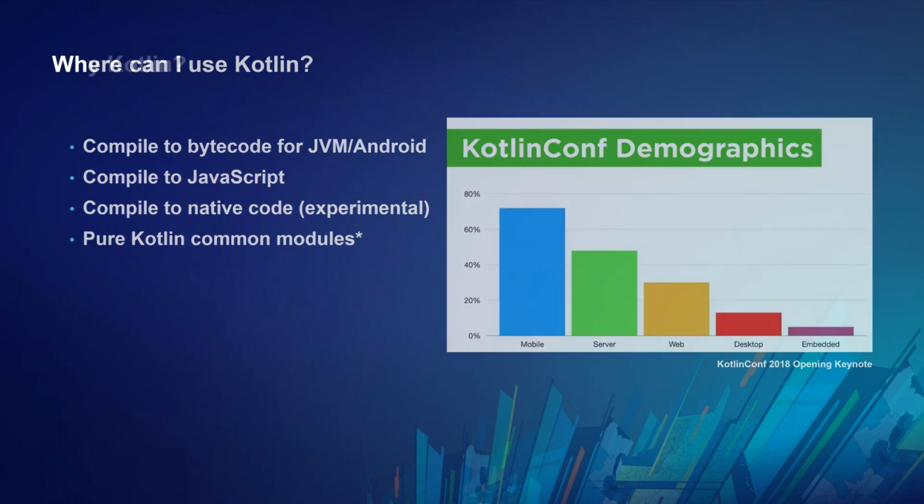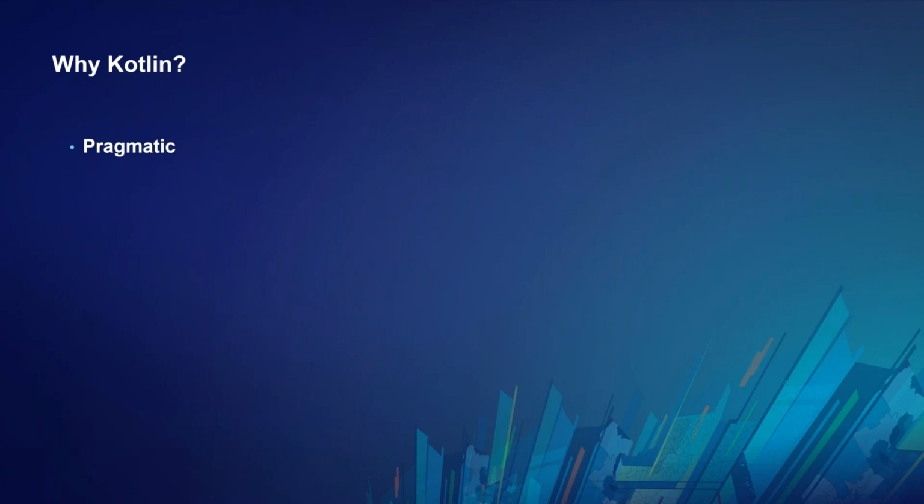Okay, so why Kotlin? Well, if you ask JetBrains, the first thing that they're going to say is because it's pragmatic. So Kotlin isn't some new, shiny, esoteric language from academia. Actually, there's hardly anything new about Kotlin. Most of its features are borrowed from other languages. Kotlin looks a lot like Java, but you'll see ideas from Scala, C#, and Swift in Kotlin.